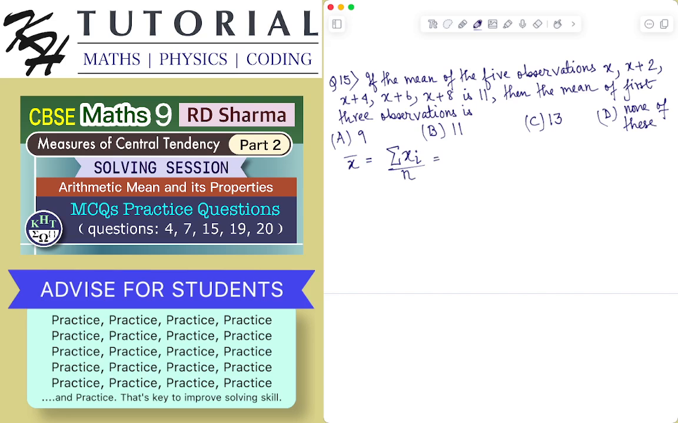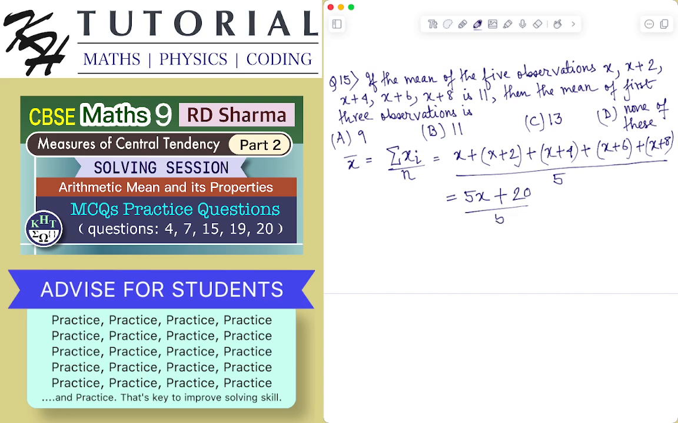Now in this problem, there are 5 observations, and the sum of the observations is x plus x plus 2 plus x plus 4 plus x plus 6 plus x plus 8, divided by the total number of observations, which is 5. Now after further simplifying the right hand side, we will get 5x plus 2 plus 4 is 6, 6 plus 6 is 12, and 12 plus 8 is 20. So 5x plus 20 divided by 5.